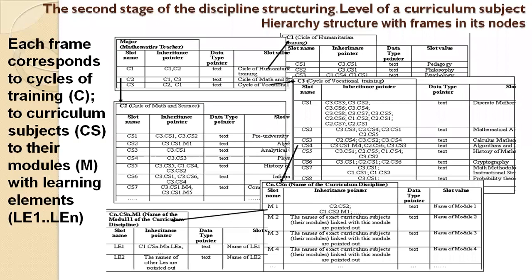On the second stage, the hierarchy structure with the frames in its nodes is built, and each frame, which in fact is a table of special structure, corresponds to cycles of training, to curriculum subjects or courses, to the modules with learning elements inside of them.